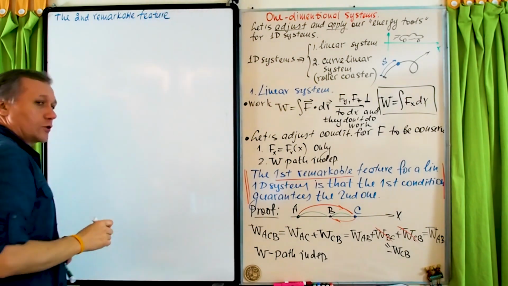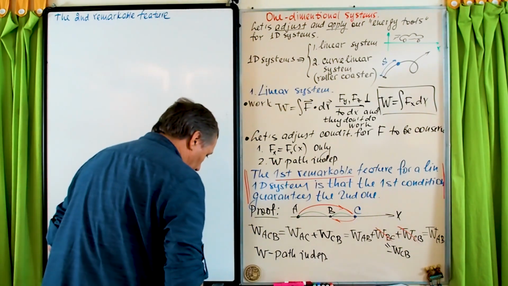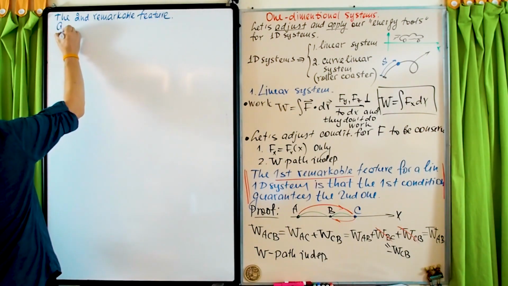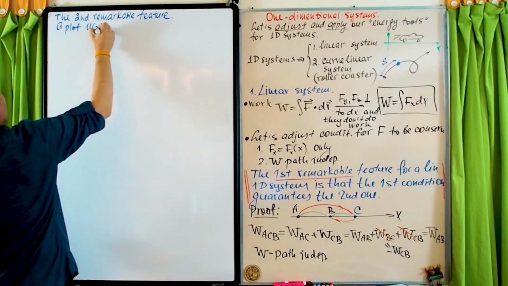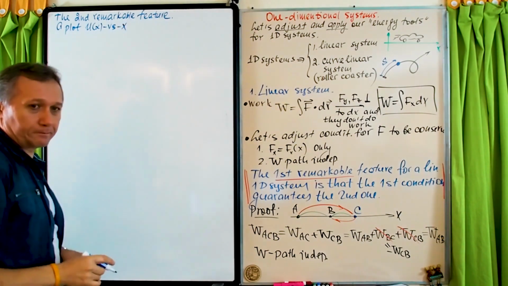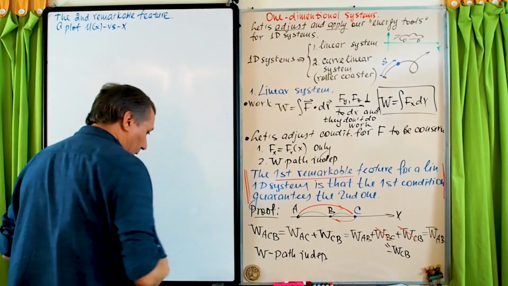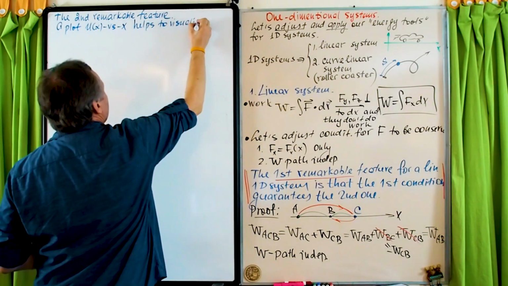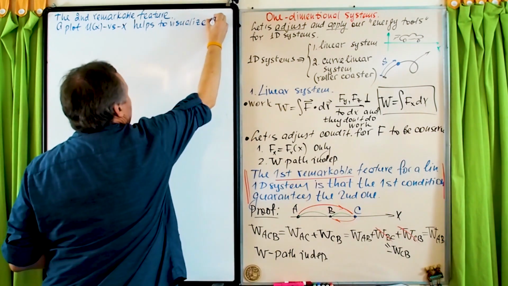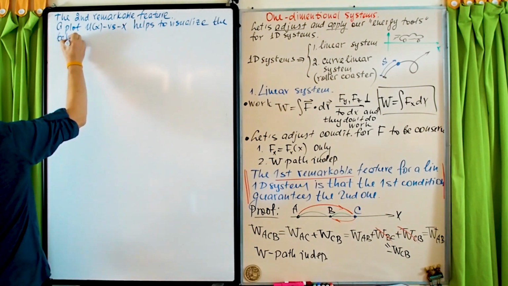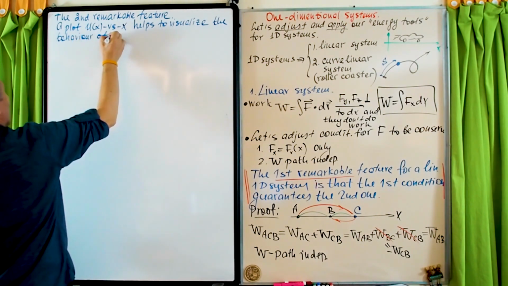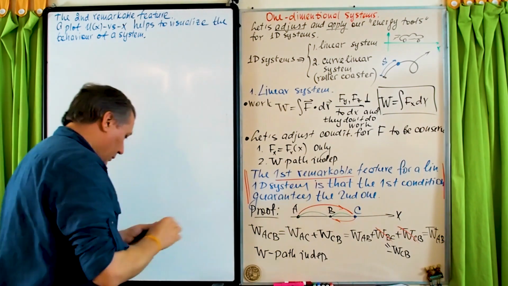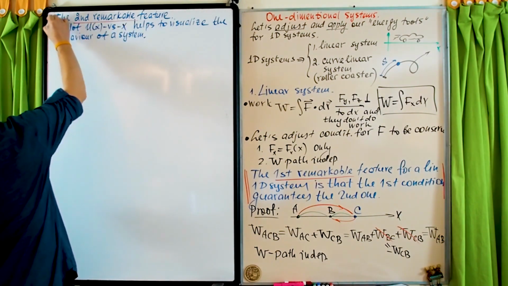And again, it's true only for one-dimensional systems. Okay, let me write underneath. So a plot U versus X helps to visualize the behavior of the system. Of course, one-dimensional system. Okay, so that's the second remarkable feature, right?